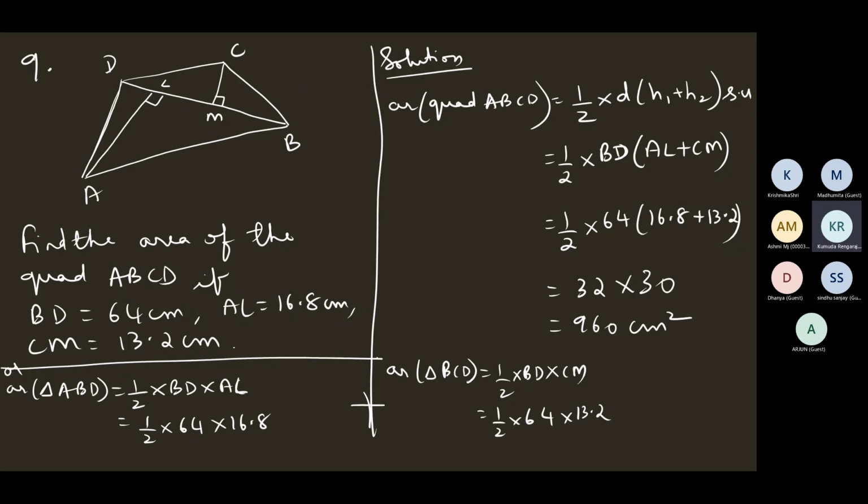You can also do it like this. This is one method, or you can also do it like this. Find the area of the two triangles using the formula half base into height and add. The sum of the areas of the two triangles will give you the area of the quadrilateral.